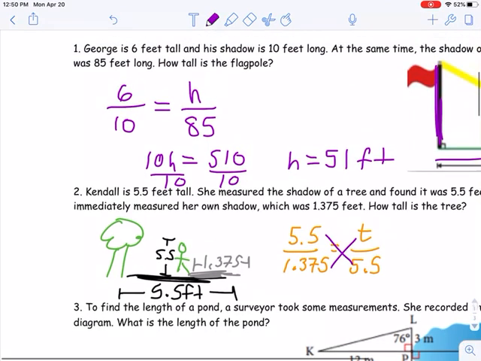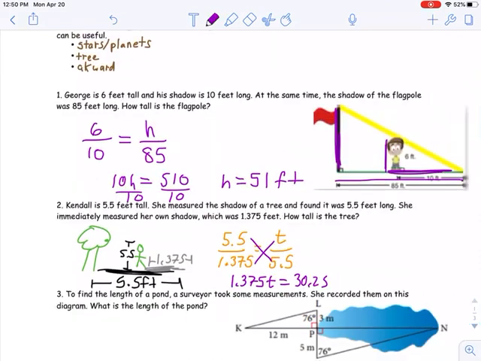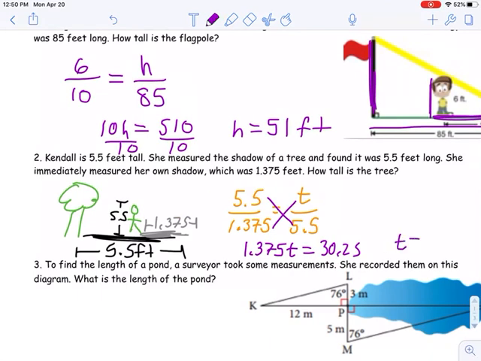Cross multiply. What is 5.5 squared? So we're going to get 1.375 t equals 30.25. Divide both sides by 1.375. And we find out the height of the tree was 22 feet all along. Nice. All right.